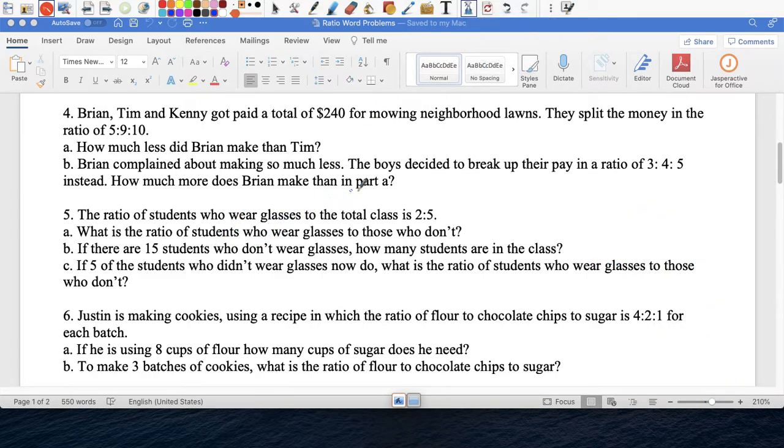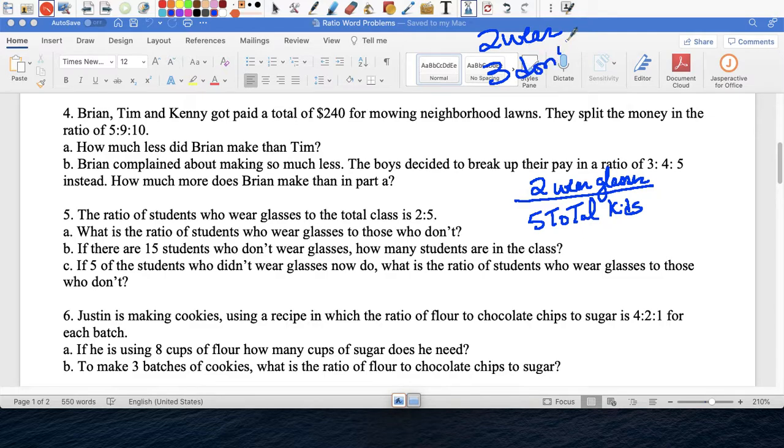The ratio of students who wear glasses to the total is 2 to 5. So for every 5, 2 people wear glasses. We're comparing people who wear glasses to the total number of kids. There are 5 total kids in this class, which means there are 2 who wear glasses, right? So if there are 5 total, we can also infer that 3 don't wear glasses.